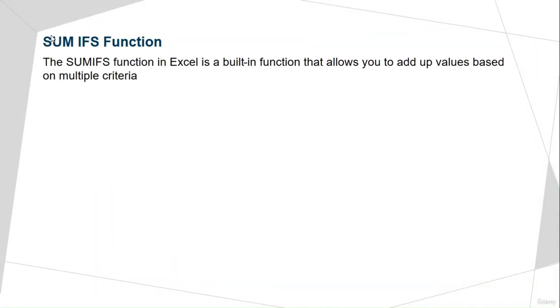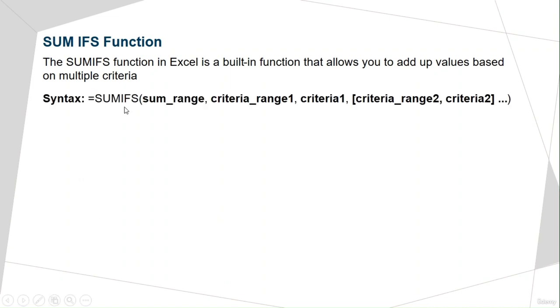Let's take a look at the SUMIFS function. The SUMIFS function is a built-in function that allows you to add up values based on multiple criteria. The syntax of the SUMIFS is equal to SUMIFS, open bracket, the sum range, the criteria range 1, then the criteria 1, the criteria range 2, and the criteria 2, and so on.